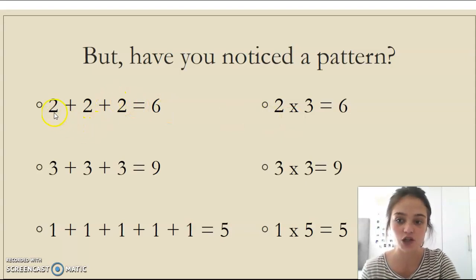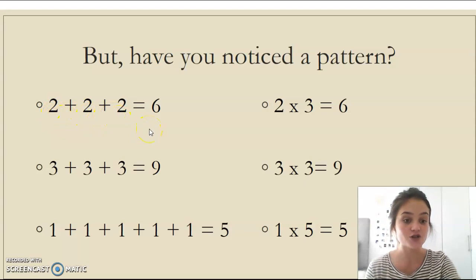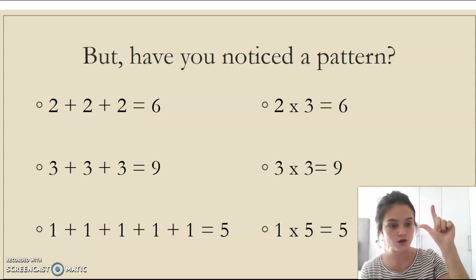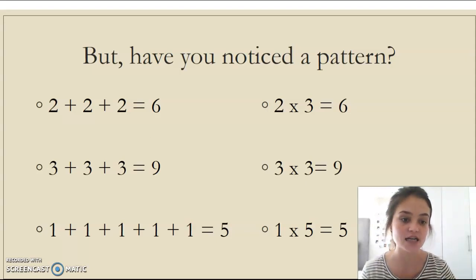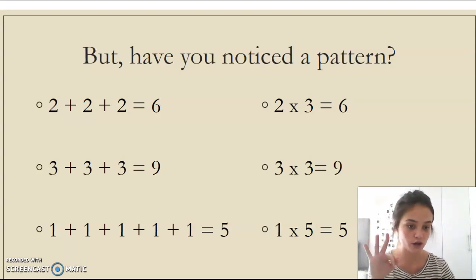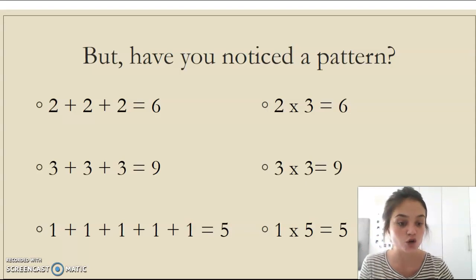So let's have a look. 2 plus 2 plus 2 is 6. Same as if I had to count in 2s. 2, 4, 6. Do you see that the 2 is repeated 3 times? And that gives me 6. So we say 2 times 3, because 2 is repeated 3 times. So this is where we see that addition and multiplication actually link together.